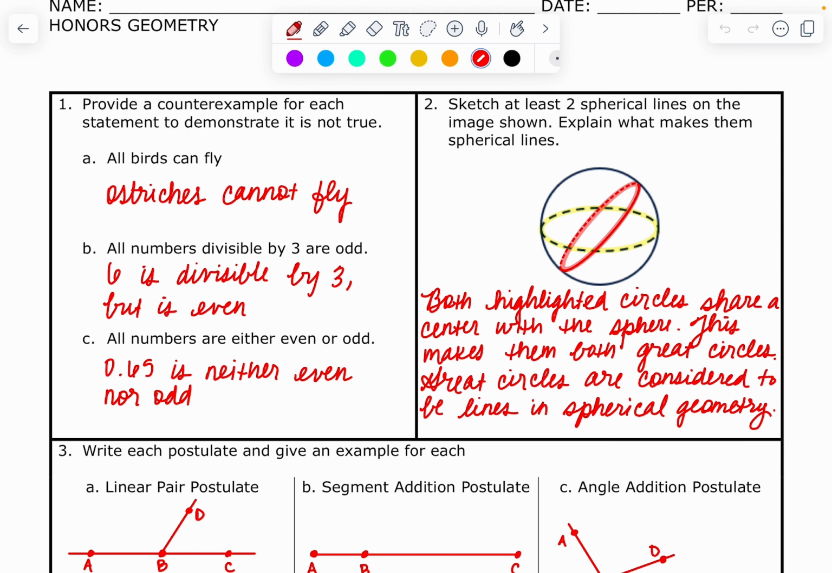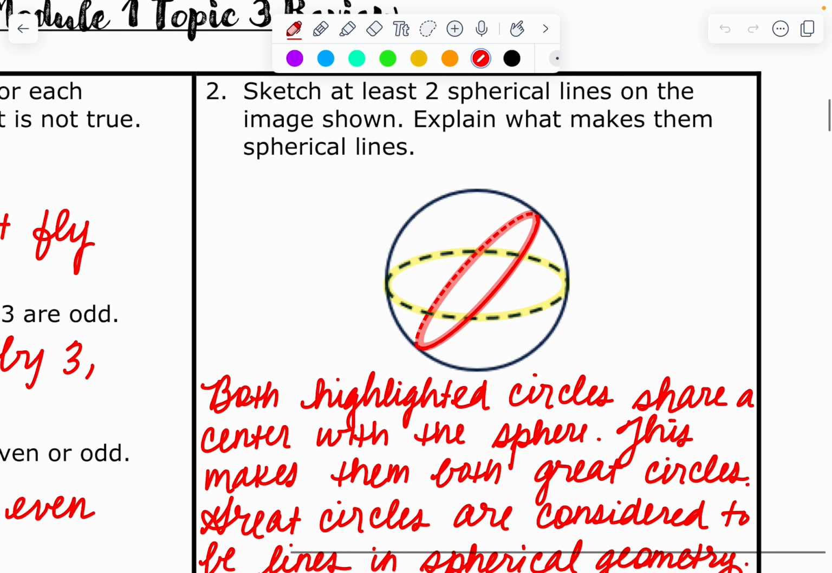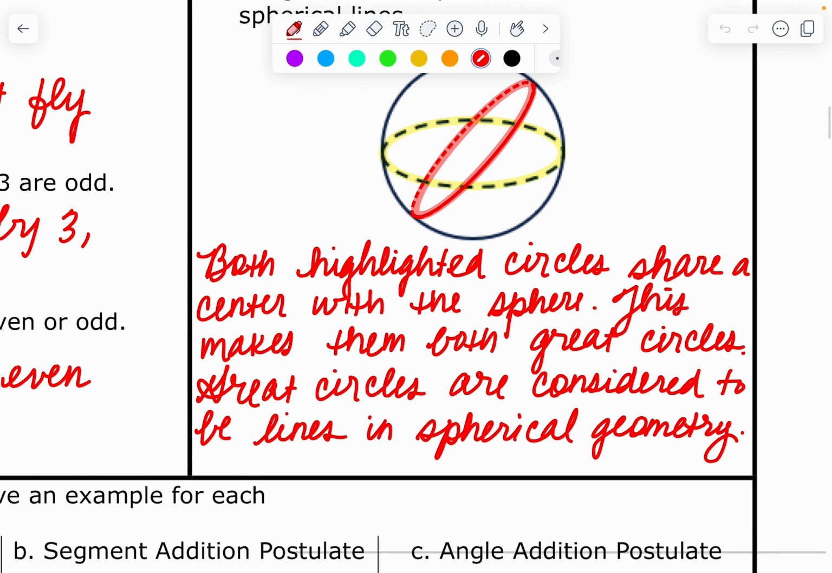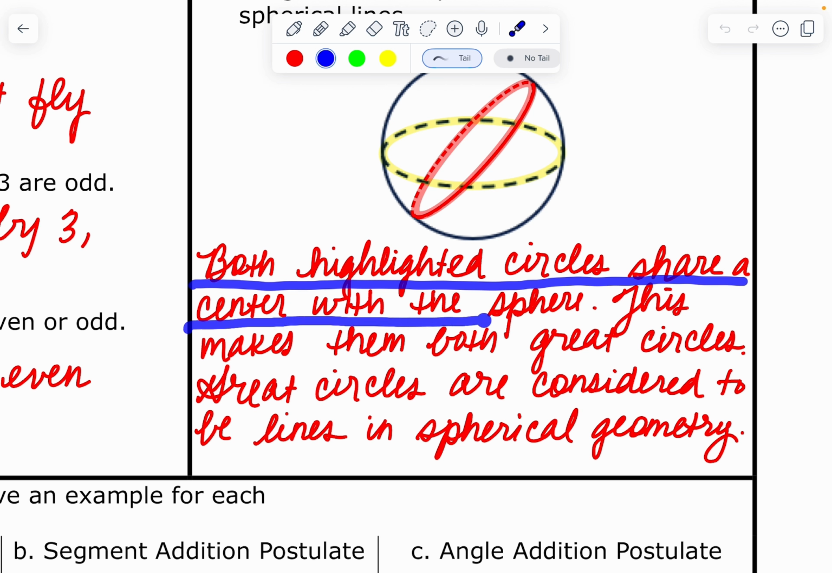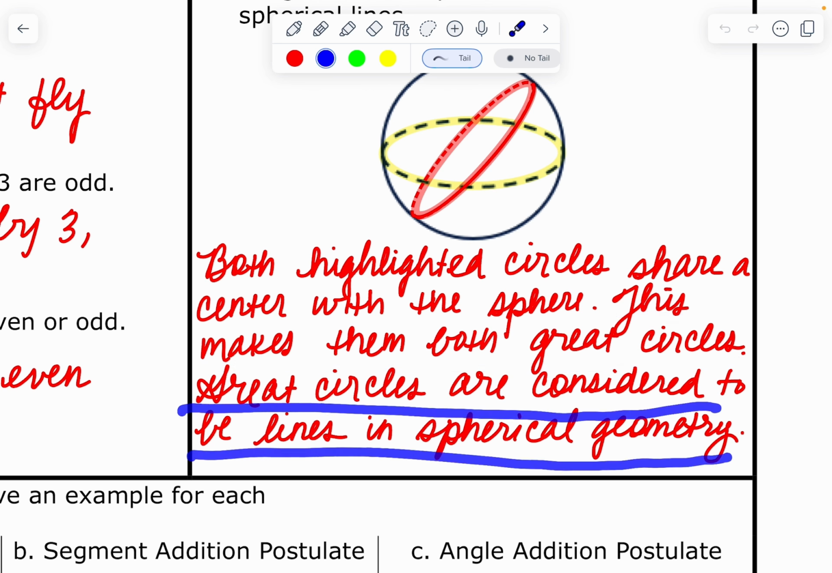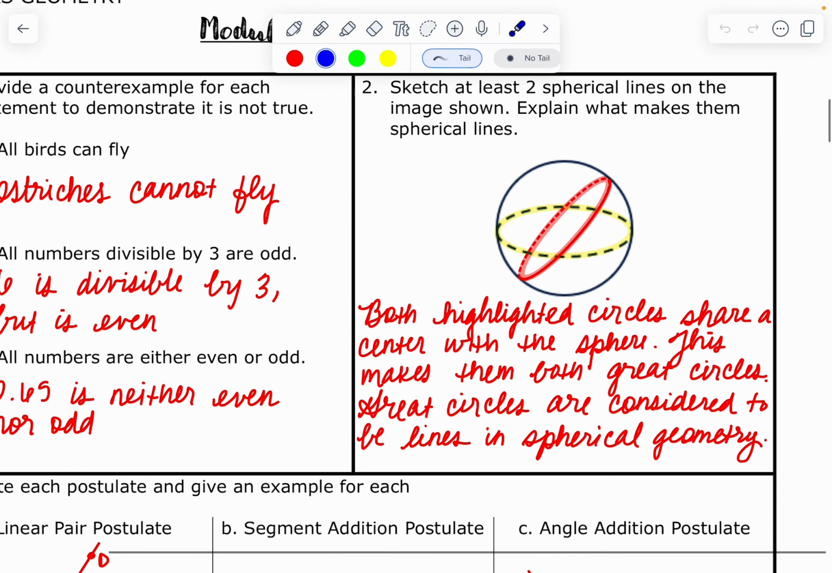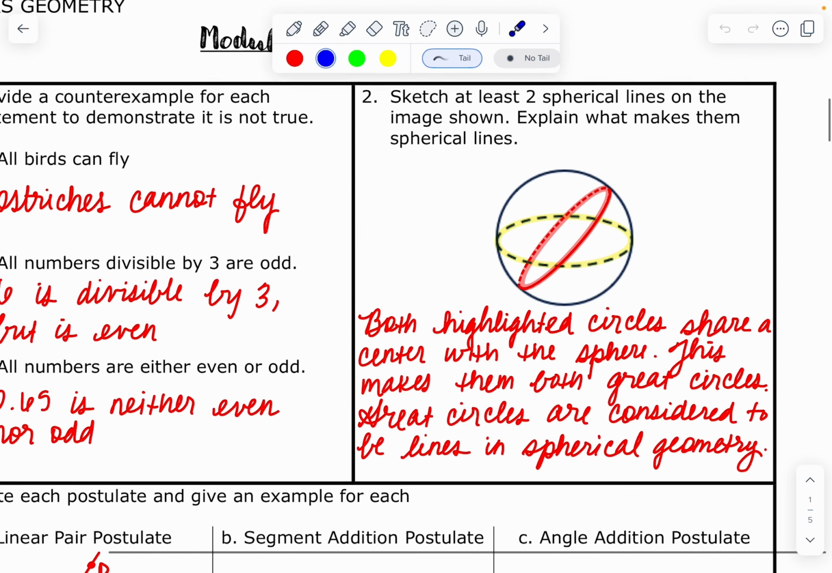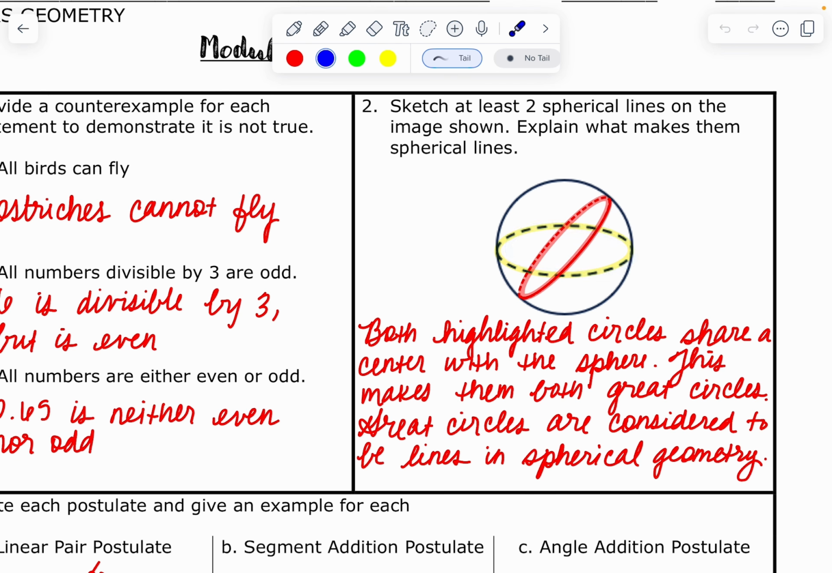All right, number 2 asks you to sketch at least 2 spherical lines and explain what makes them spherical lines. So I'm sorry I wrote in cursive, but there it is. Both highlighted circles share a center with the sphere, so they all have the same center. This makes them both great circles, and great circles are considered to be lines in spherical geometry. So there you go. I just went ahead and used the great circle that was already there. I just highlighted it.